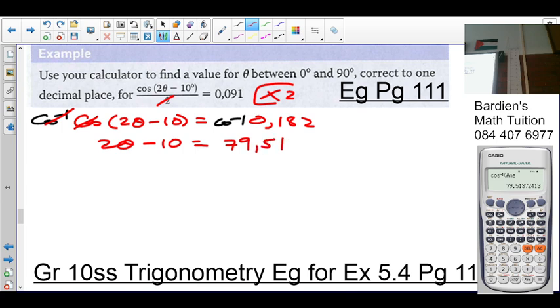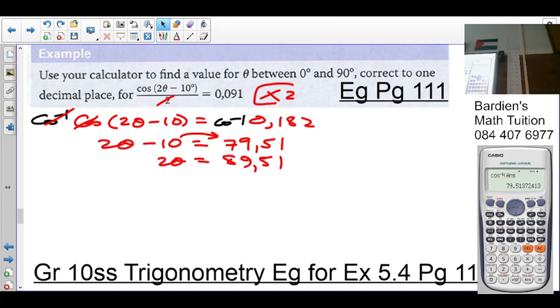79,5. So what do I do now? Take the 10 over the equal sign. So it becomes 2 theta is equal to 89,51, so say plus 10 here. Then what do we do? Divide by 2. So it's 44,76. So it's 44,8. Okay. Is there any confusion?